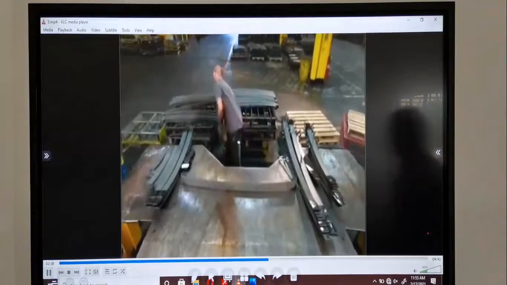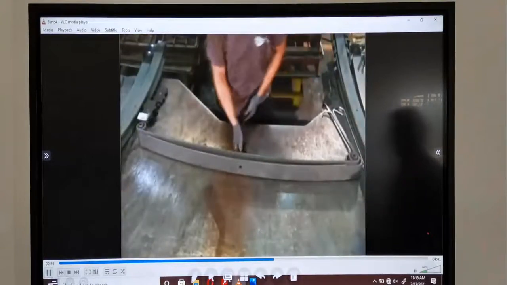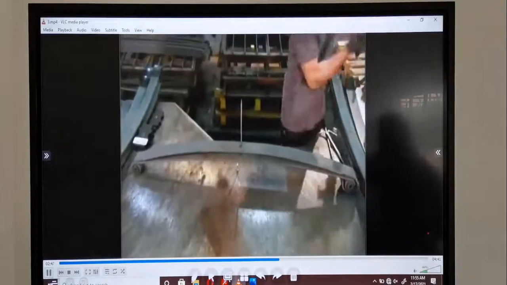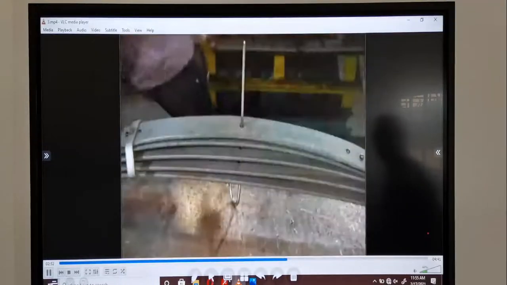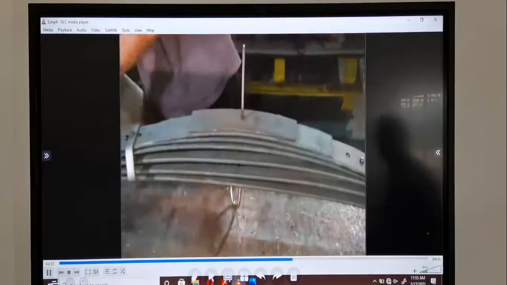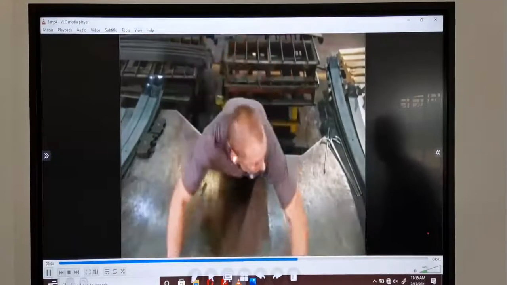Now we have to connect the leaves. There is a center hole. He aligned the center hole with a pin. This is a clip. So he combined all the leaves.